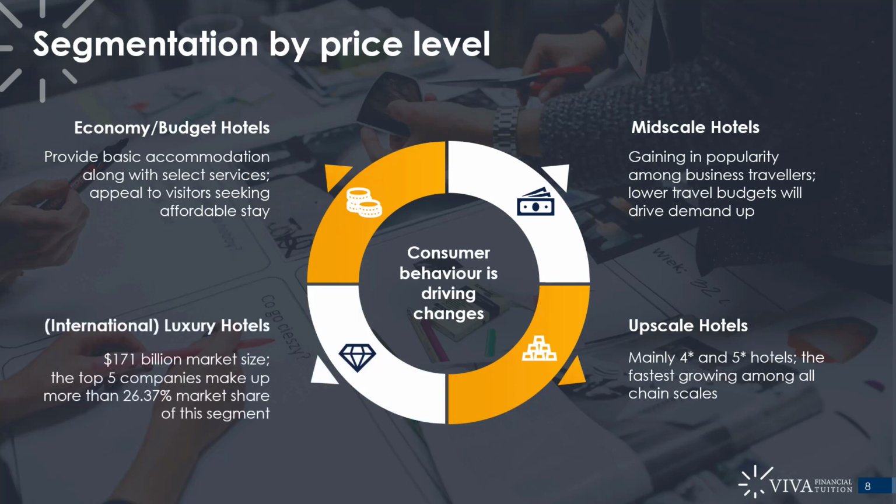And then we have international luxury hotels, and these are the real top of the line of hotel types. We're dealing with a large market as well, a $171 billion market size, and the top 5 companies make up more than 26.37% market share of this segment. So the major chains in this area are actually quite dominant compared to the general hotel industry, which is, as we'll see, quite fragmented by comparison.